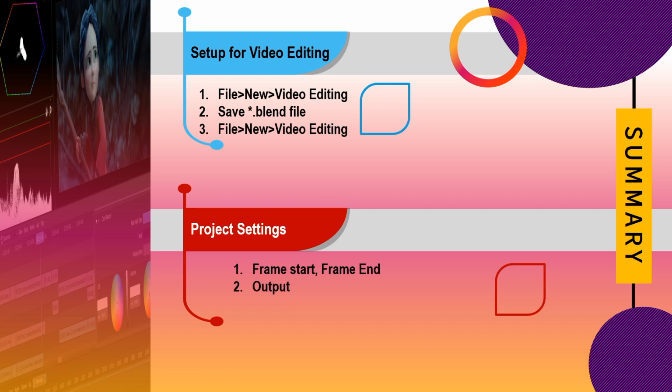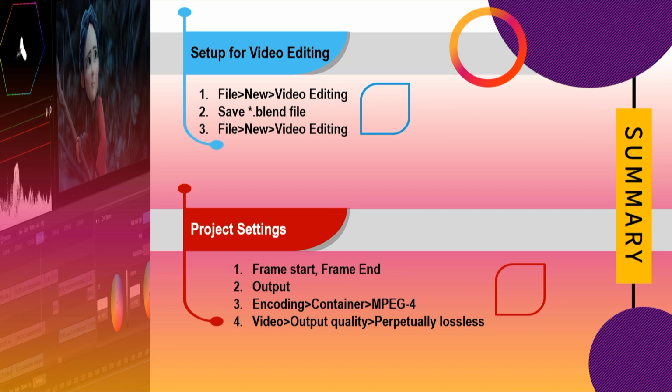Here also we changed the encoding container to MPEG-4. We changed the video output quality to perceptually lossless. We changed the audio codec to AAC. And most importantly, the first thing that we did was that we created a folder by the name of Blender tutorial, where we saved the project file as well as the video and audio files.